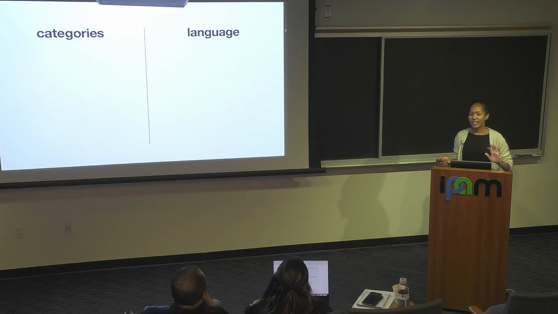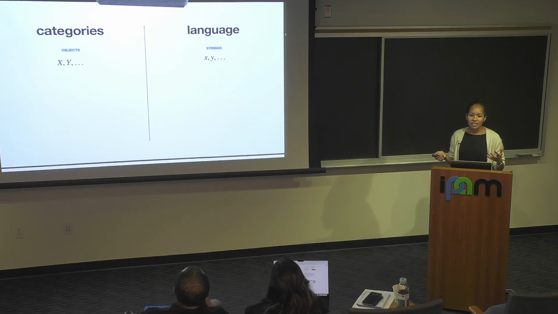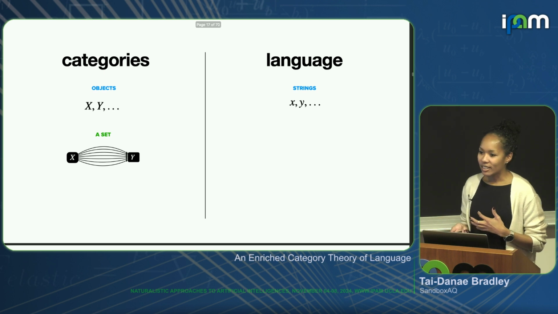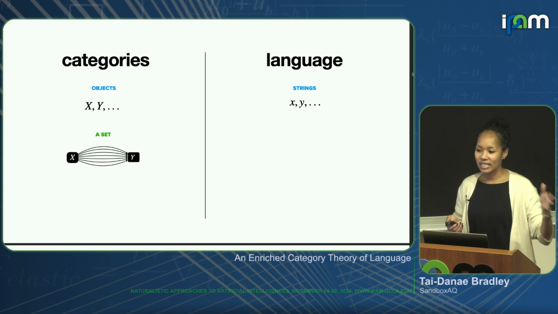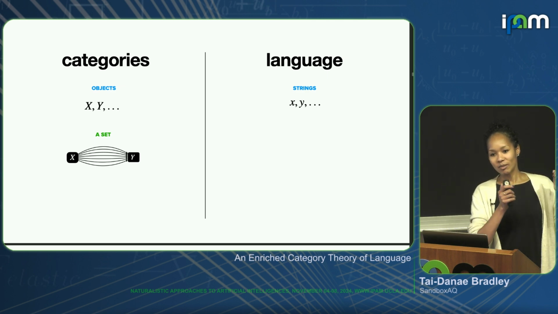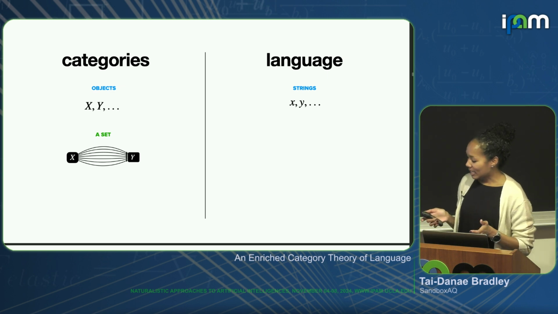Okay, so this is a definition, but what does this have to do with language? So let's think of it this way. In category theory, you have objects. In language, you're dealing with strings of symbols or tokens from some finite alphabet. In category theory, we actually ask for a set of ways to get from an object X to an object Y. So we can speak about the set of morphisms from X to Y. In language, we have something similar.